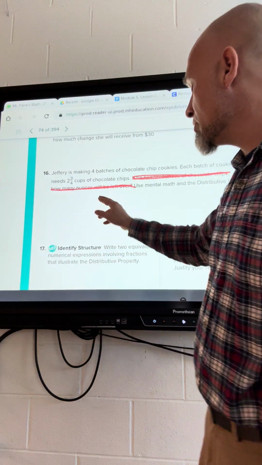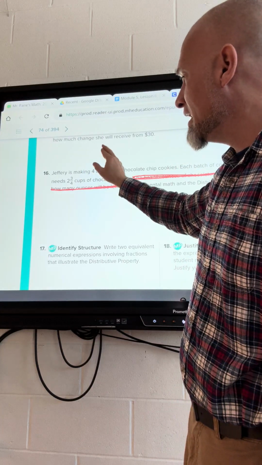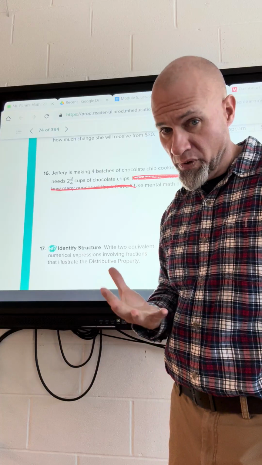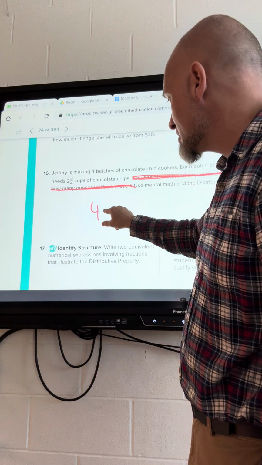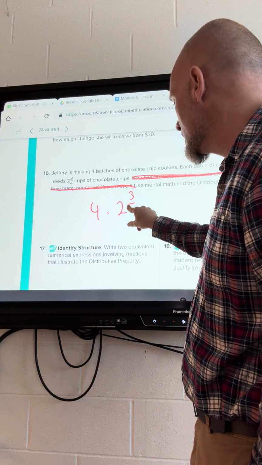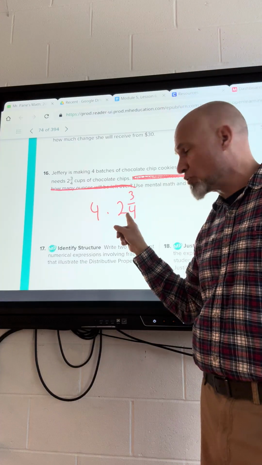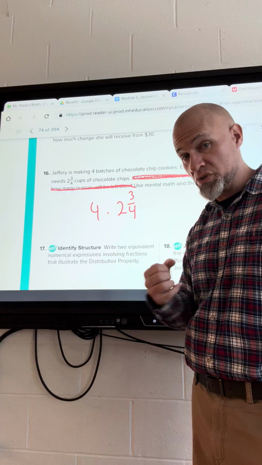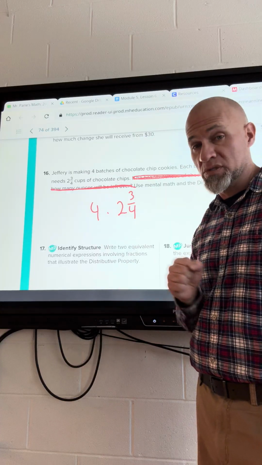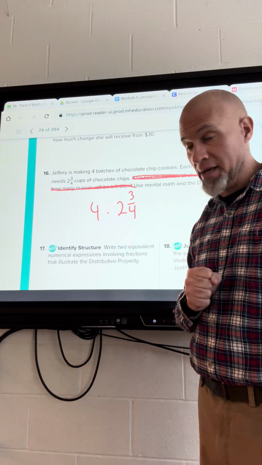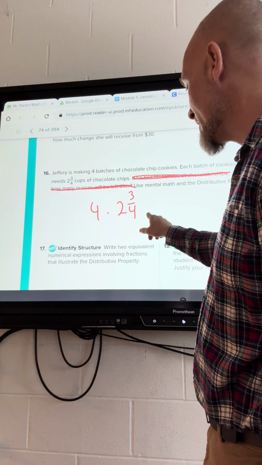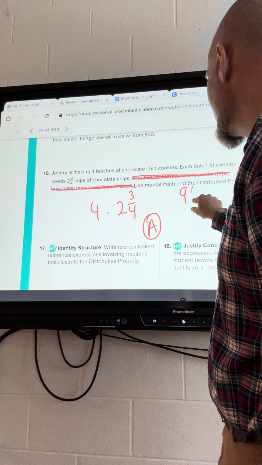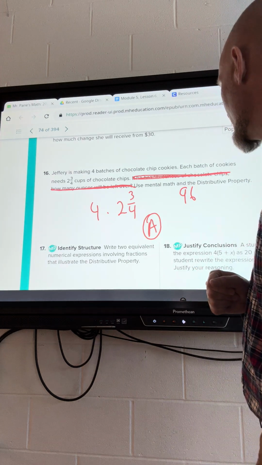So think of what that would be. How would I figure that out if I needed to make 4 batches and each batch needs that many cups? Hopefully we could figure out that would be 4 times 2 3/4. So you're going to use that breakup method, that decomposing method, where you take the 2 3/4 and break it into 2 smaller pieces, and then use the 4 to multiply, okay? And then once you get your answer for that, you've got 96 ounces of chocolate chips, okay?